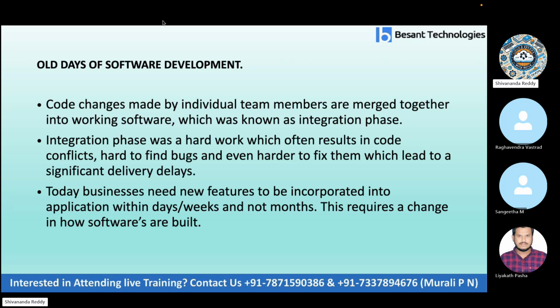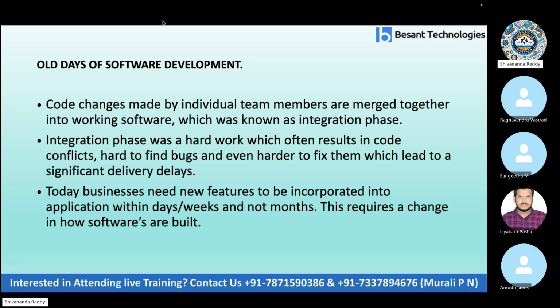For example, code changes made by individual team members are merged together. Assume that you are the DevOps team, and your team has 5 members. 5 members are writing the code and making the changes. Then how do you integrate? Integrate means how do you combine whatever changes they made, whatever code or scripts they wrote. For combining, we require some software. The combination phase we call the integration phase. So the code changes made by individual team members are merged together into working software, which was known as the integration phase.